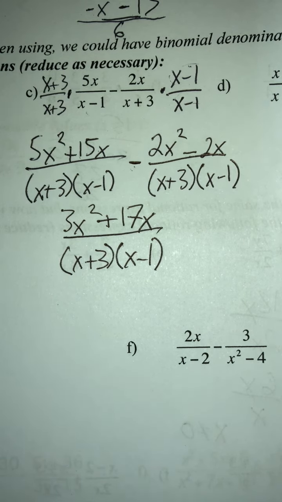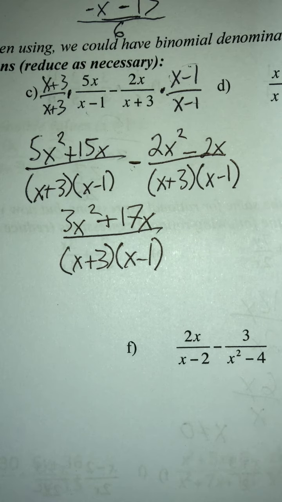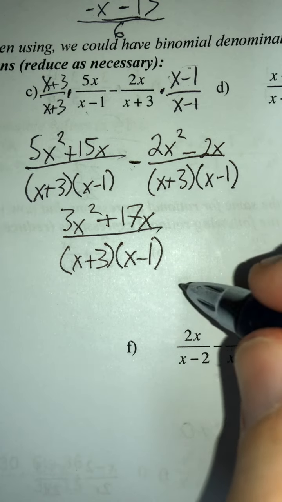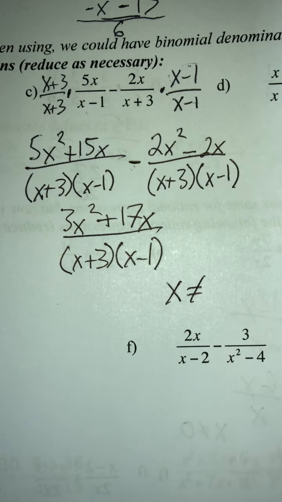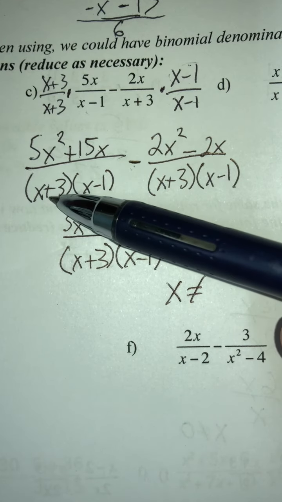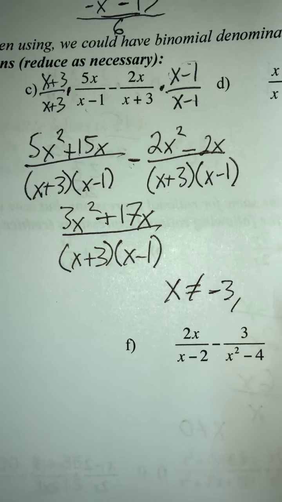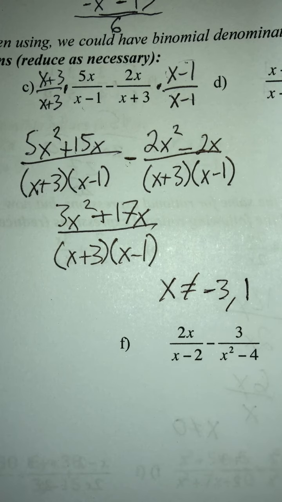So now that I've combined this, I need to do also restrictions, because for now, we actually get some restrictions that are a little bit different. So for this, x cannot equal, and I look back to where everything's factored here. So I cannot have any of these brackets equal 0, so x cannot equal -3, and x cannot equal 1. So those are the restrictions that go along with this to get us what we want.